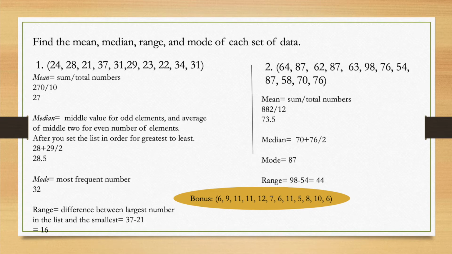Now our median, we're going to have our list ready from least to greatest. Cross out until you have your two middle values, add those together, and then divide that by 2. And our mode is the most frequent number, and in this data we have 87 repeated 3 times. And then we're going to find our range by taking our greatest value in this question, which is 98, subtract from it our smallest value, which is 54, and we're going to get the range of 44.